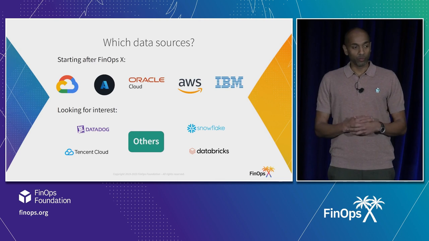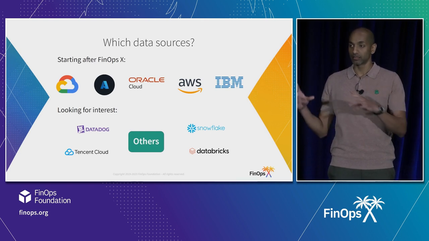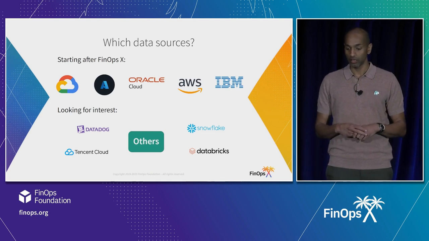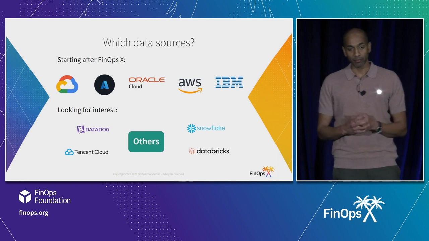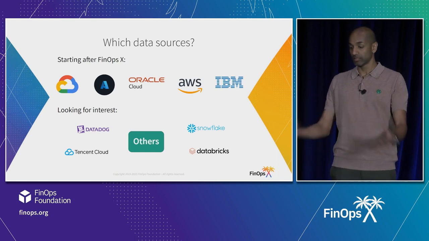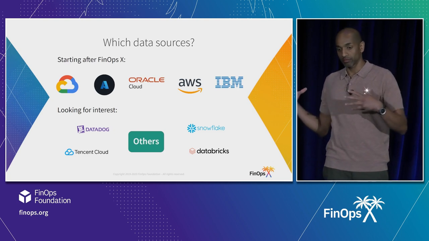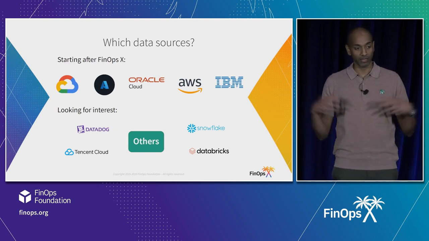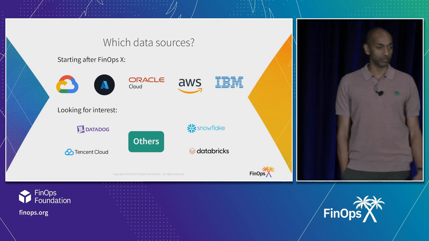So, which are the ones that we're kicking off right after FinOps X? We do want to get Google, Azure, Oracle Cloud, AWS, and IBM as an initial set of reference implementations. We're looking for interest for many other providers. We are looking to get into SaaS and all other types of costs. So please, if your organization is using some of these vendors or providers, or it's not even listed here, get in touch with us. We can do some of the legwork of getting the projects organized, and then you can lead some of these things. You can build some community around it to build some of the converters.